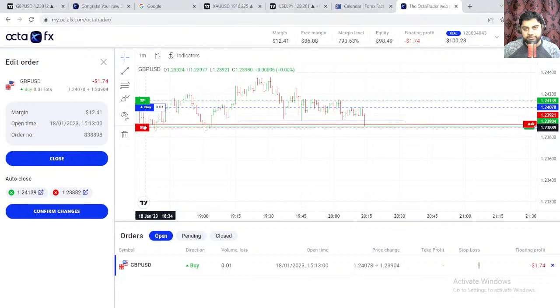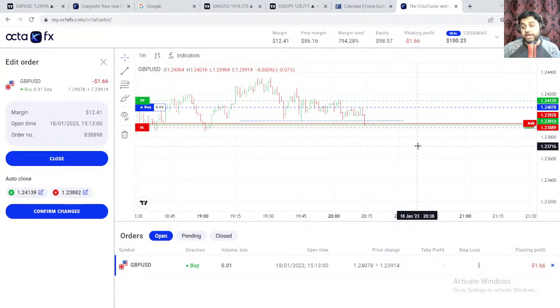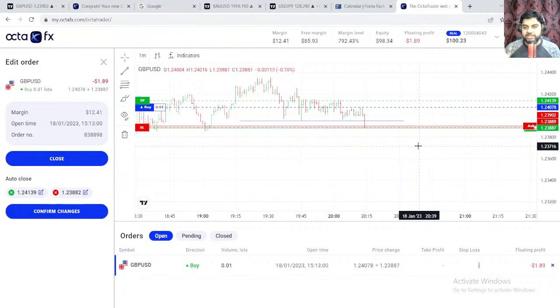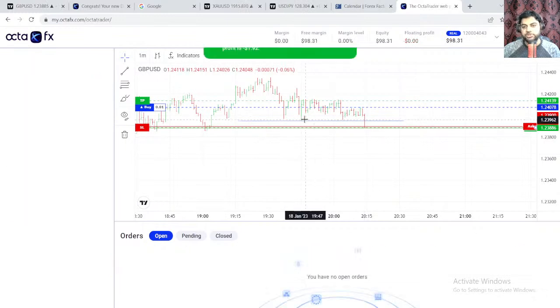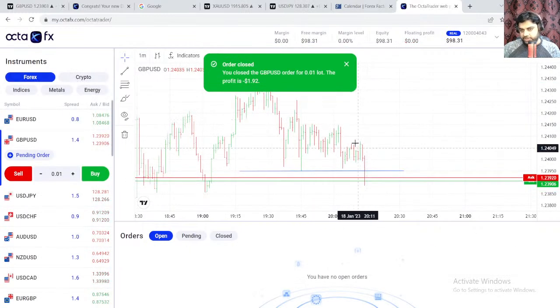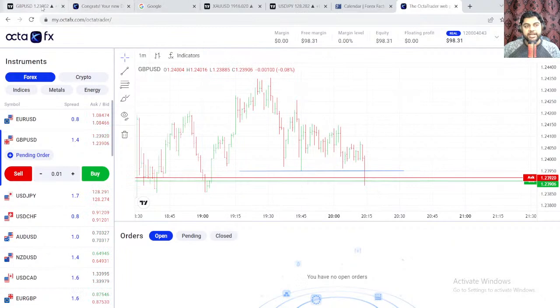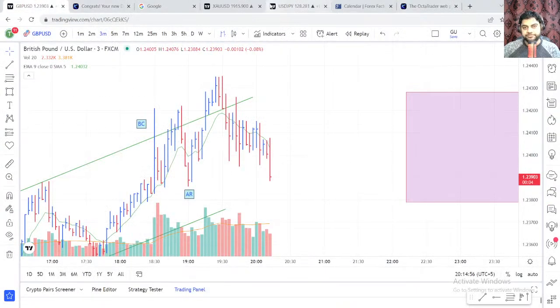I think I will put my SL over here so that it just gets hit and I'm out. I don't want to stay in the market anymore because the market is falling and I did not know. I was thinking the market will rise. So no problem. If my analysis is wrong, there is no need to stay in the market. I can also manually close this trade. Okay, so you see, I just closed my trade and this is how we do it.